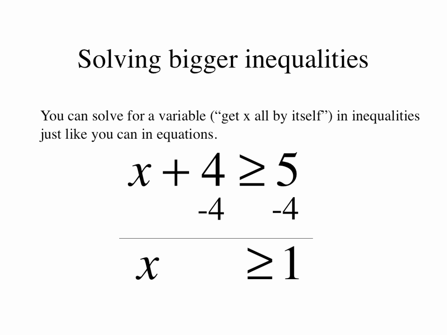So what this tells me is that any numbers that are bigger than or equal to 1 will make the original inequality, x plus 4 is greater than or equal to 5, true. So you can apply the same steps: subtract the same thing from both sides, add the same thing to both sides. You can do those steps the same way with inequalities that you do with equations.